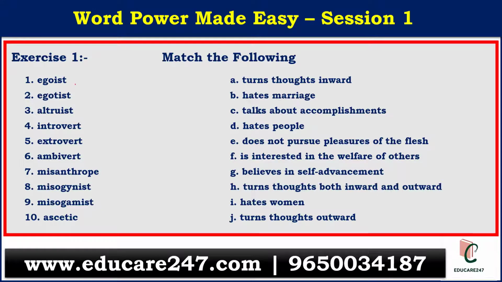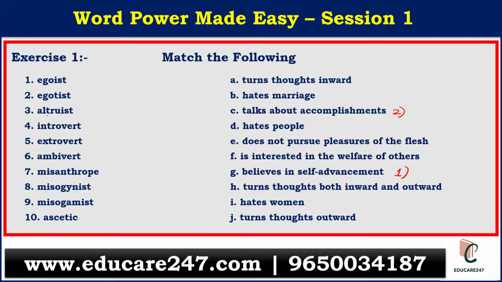So egoist, if you know, you have to search here. Egoist was one who believes in self advancement. So here if you see, one will match with G, so I'm writing one here. Next we had egotist. So egotist, if you see here, is someone who talks about himself or talks about his accomplishments. So we'll have two here.